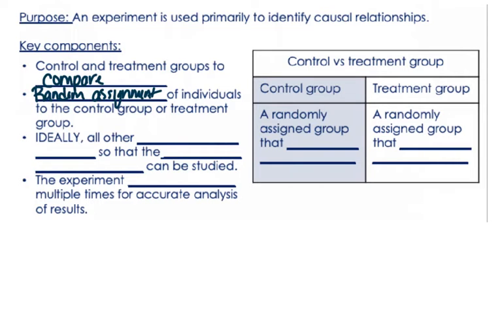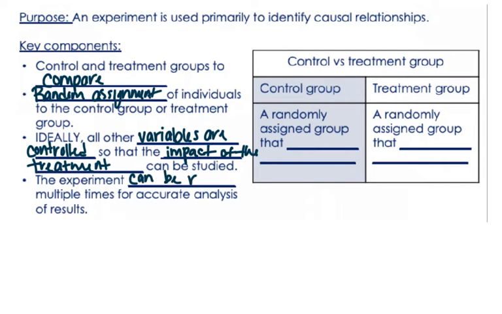Ideally, all other variables are controlled so that the impact of the treatment can be studied. The experiment can be replicated, which just means repeated, multiple times for accurate analysis of results.